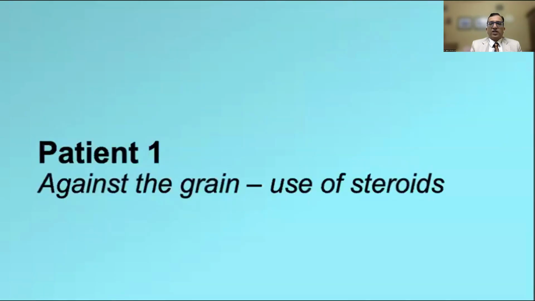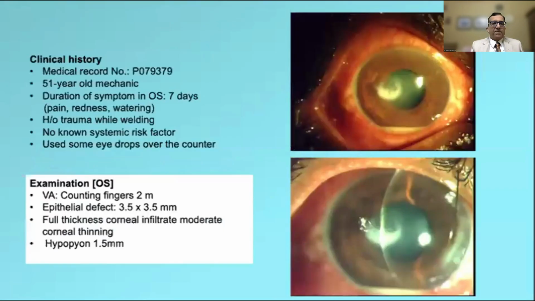So without much further ado, let us go into the first patient. This first patient will teach us how we need to use topical corticosteroids in bacterial keratitis. For many decades, this was a very controversial issue, and I thought I would start off with this. So this was a 50-year-old mechanic who came to us with a 7-day duration of pain, redness, and watering. He gave a history of trauma while he was welding a piece of metal. There were no known risk factors, and he used some eye drops over the counter.